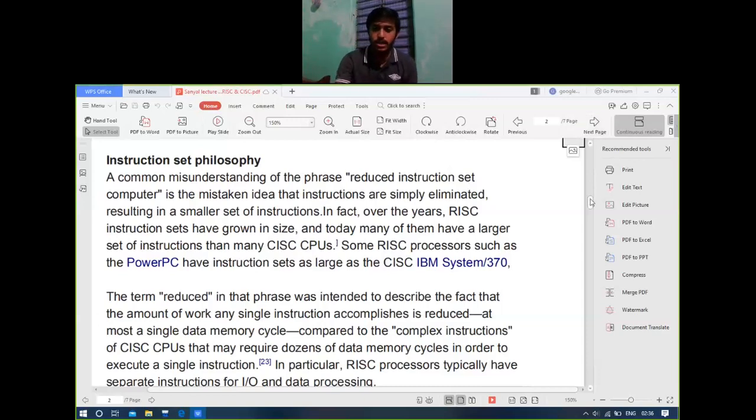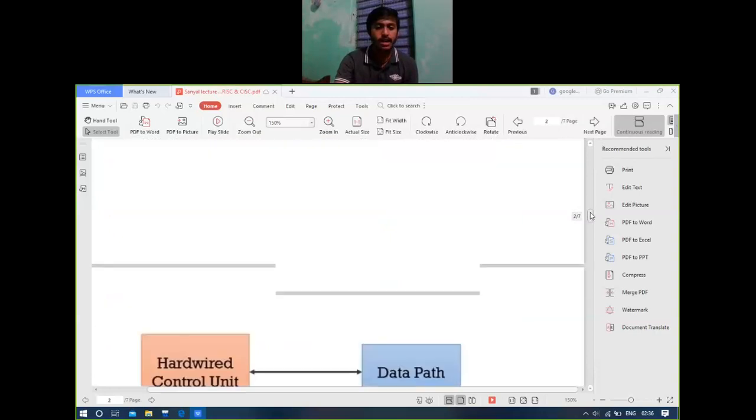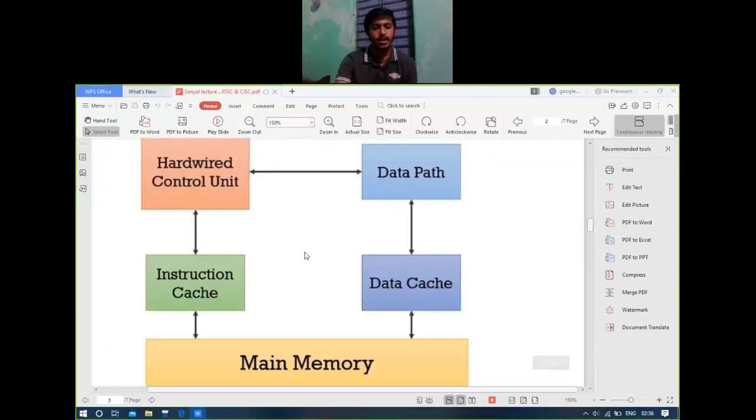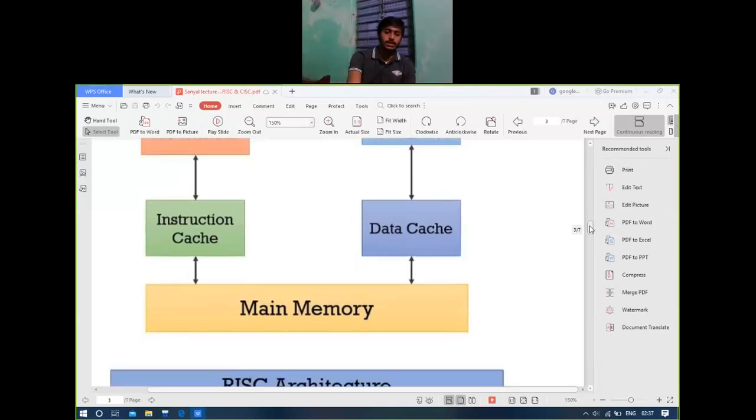Now let us focus on the block diagram of the RISC architecture. Here the hardware control unit is connected with the data path, and the hardware control unit is placed on the instruction cache and the data path is placed on the data cache. And finally, after execution, both get placed on the main memory. This is all about this diagram.